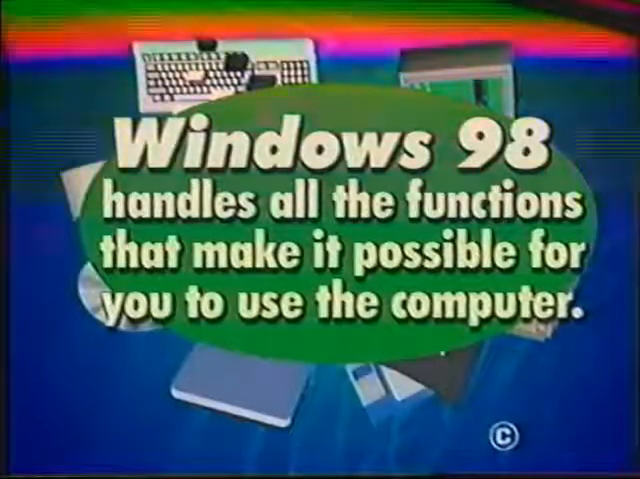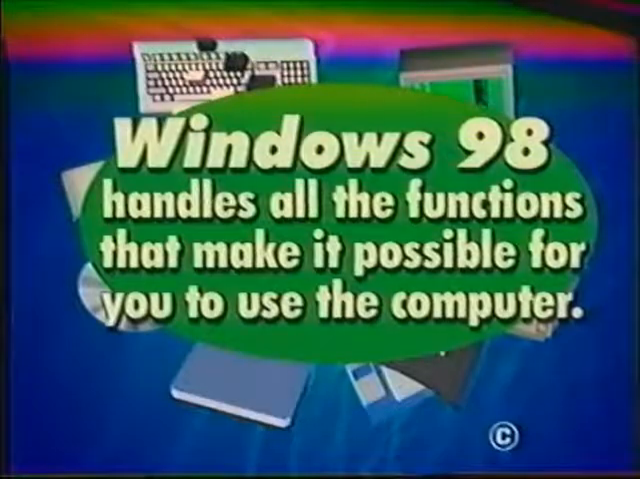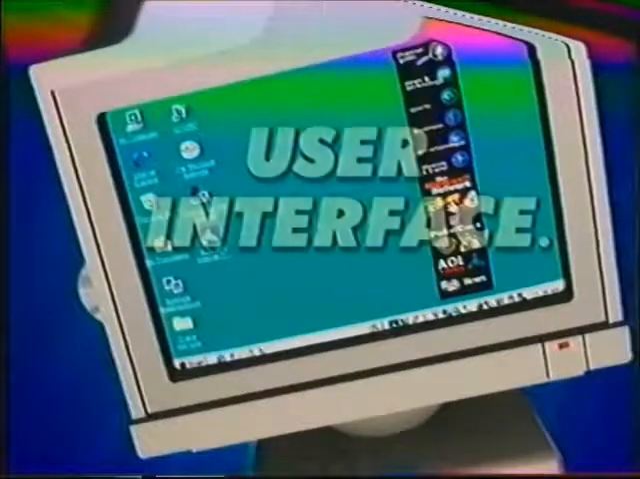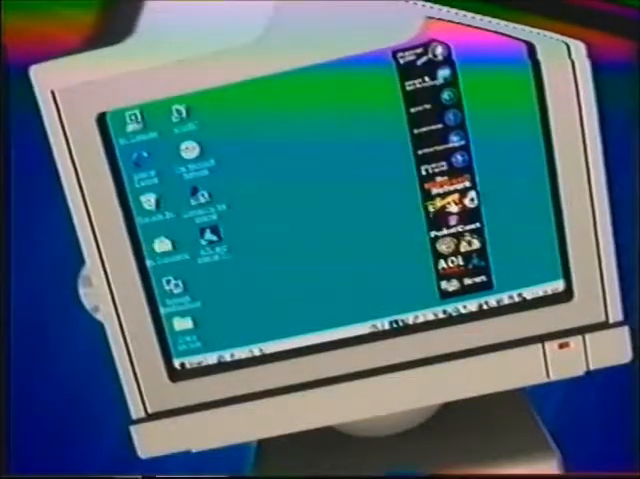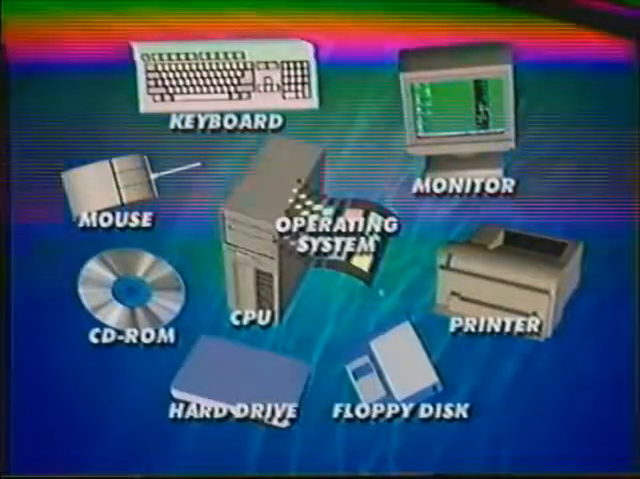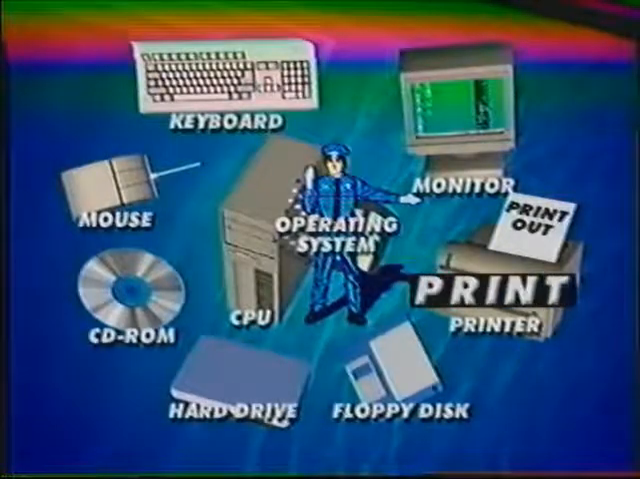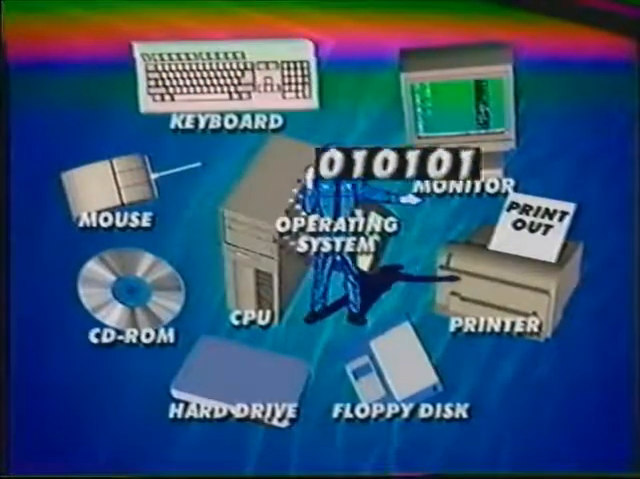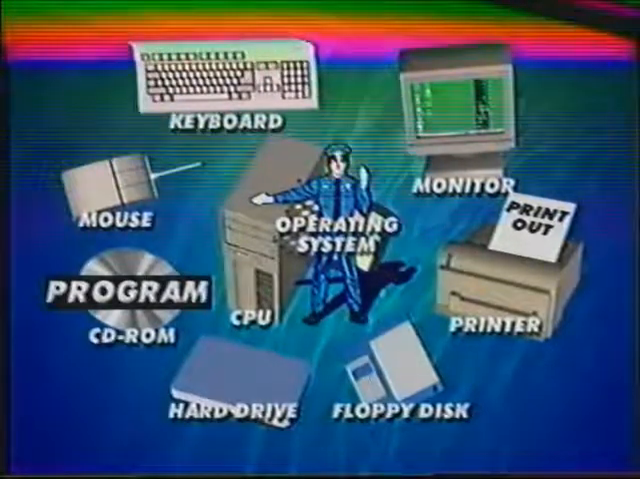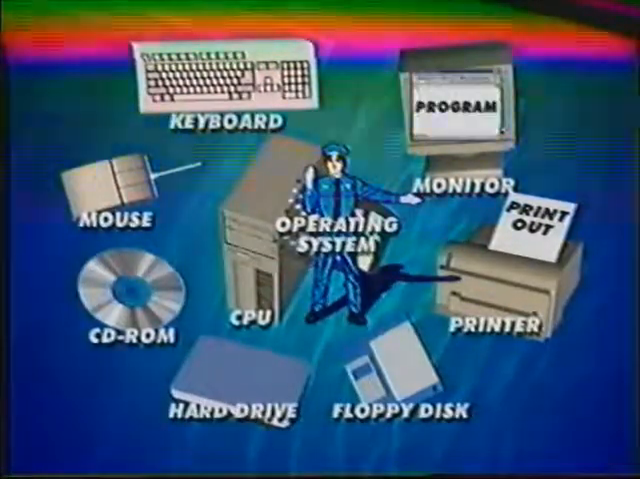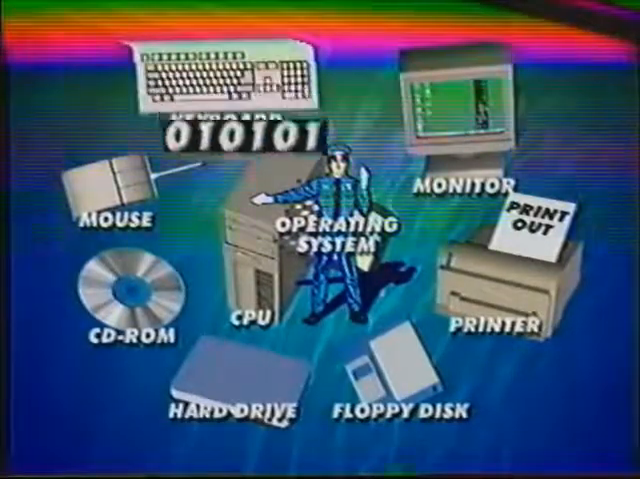Let's quickly go over what Windows 98 is. As an operating system, Windows 98 handles all the functions that make it possible for you to use the computer. It is your user interface, which means it gives you a structured set of messages and commands to communicate with the system. It manages the resources of the entire system, all the hardware components, as well as all programs that are running. And it serves as kind of a traffic cop to direct the movement of data between the input, output, and storage devices and the CPU. The Windows 98 operating system handles all of these basic system tasks and more.